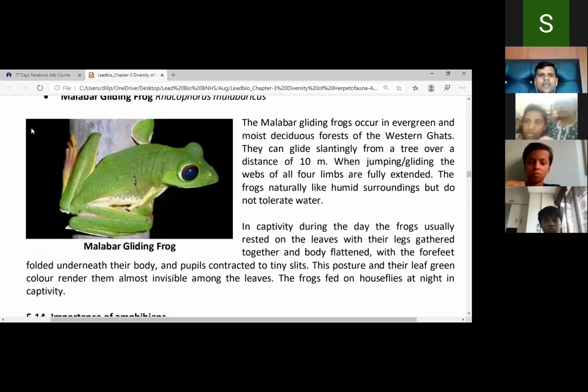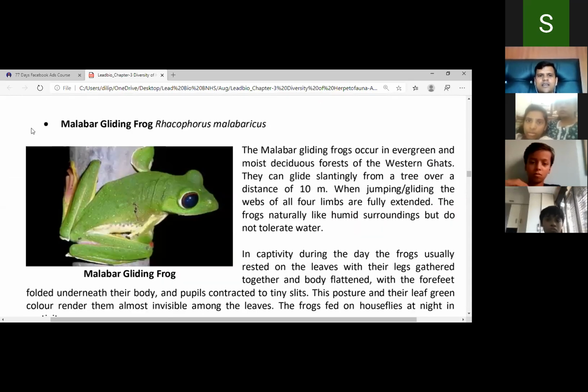This you saw that day, right? Which is this frog? Malabar gliding frog. Okay, what do you mean by Malabar? It's found in the Malabar hills. Then what is Malabar? What does the word Malabar mean?